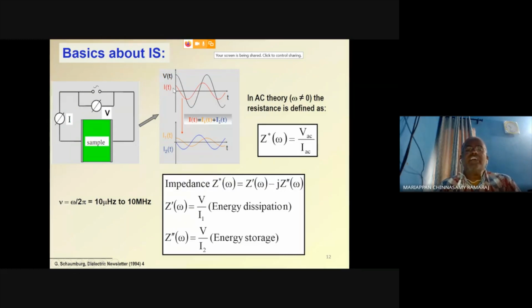This time varying current will be deconvoluted into two parts: one is the in phase current, another one is the out of phase current. The in phase current, with respect to the applied voltage, gives the real part of the impedance, and the current which is out of phase with respect to the voltage gives the imaginary part of the impedance. The real part tells about the energy dissipation, that means the resistance. It gives you the resistive property of the material. And the imaginary part gives you the energy storage, that means the capacitance part of the material. It gives you the energy storage property of the material.